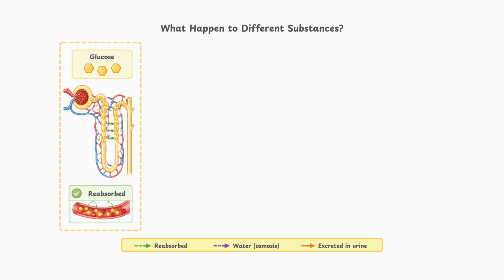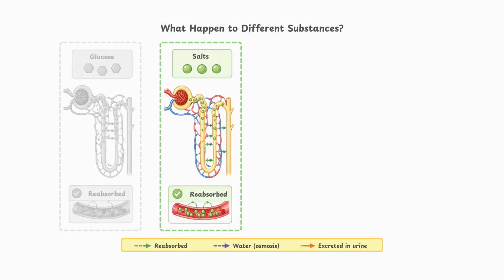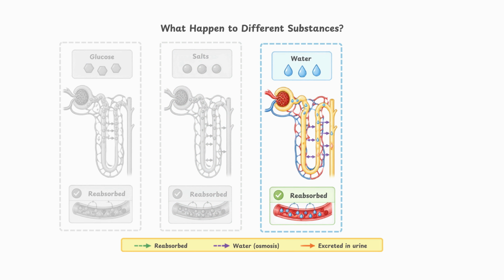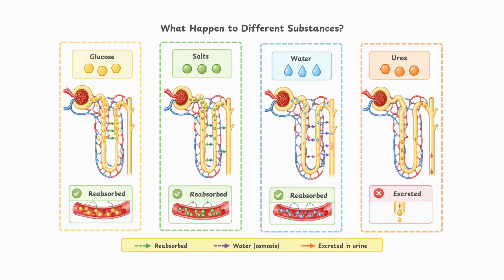Different substances have different fates inside the nephron. Glucose is reabsorbed by active transport in the proximal convoluted tubule. Salts are mainly reabsorbed in the loop of Henle. Water is reabsorbed by osmosis in the loop of Henle and collecting duct. Urea is not reabsorbed. Instead, it remains in the urine and is removed from the body.